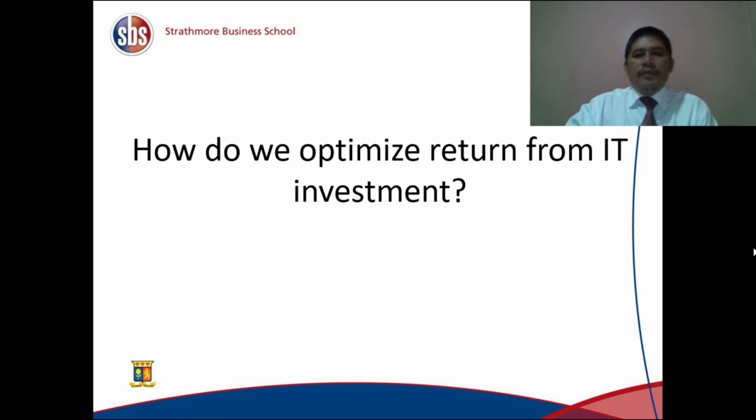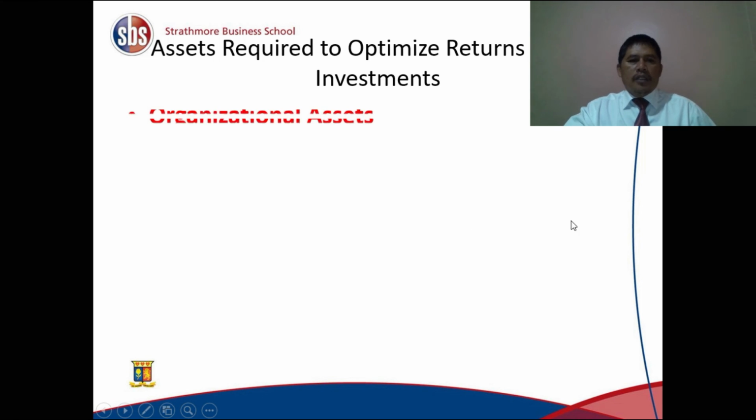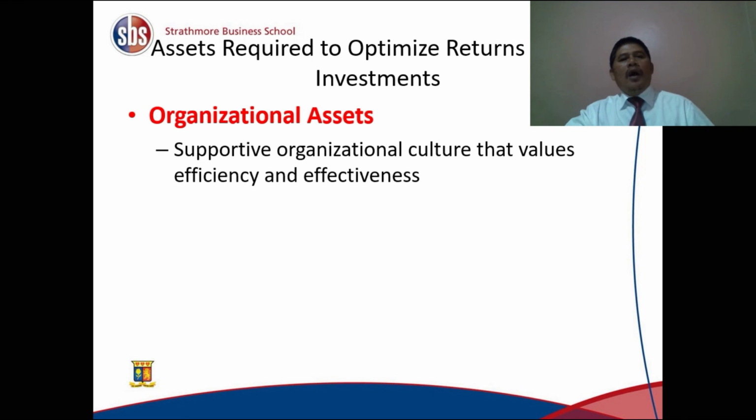So next, how do we optimize return from IT investments? Many things. One is organizational assets. These are the different assets required to optimize returns from IT investments. IT alone will not give us value. We have to put in place organizational assets. One of them is a supportive organizational culture that values efficiency and effectiveness. It must be in place. Everybody in the organization must have that culture, and then our IT investments will be optimized in terms of return.